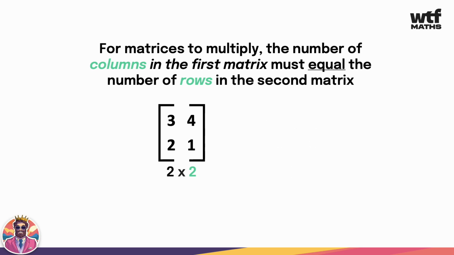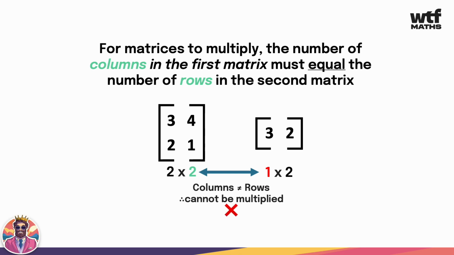Here's another example. When I put this matrix here, now this is a 1 by 2 matrix. It's got 1 row and 2 columns. Now we can see that the columns in the first matrix does not equal the rows in the second one. So we cannot multiply these together. It's impossible to multiply them.